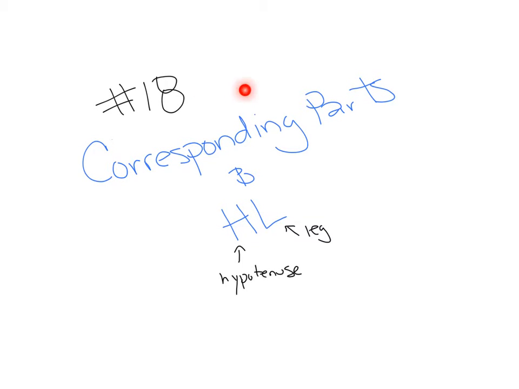Hey kiddos, we are going to be discussing corresponding parts and a specific type of triangle congruence called the hypotenuse leg, or the HL. Okay, so let's jump right on in.